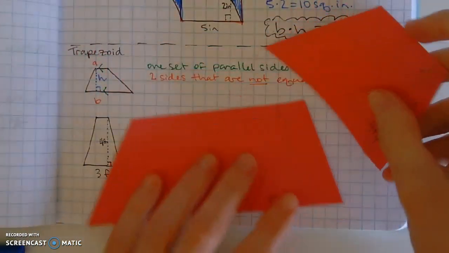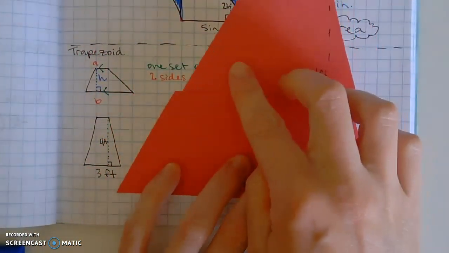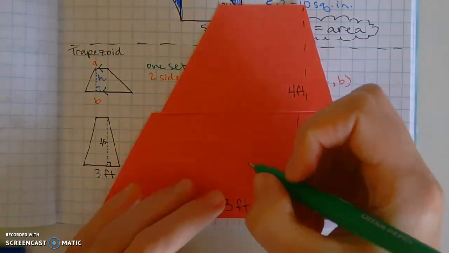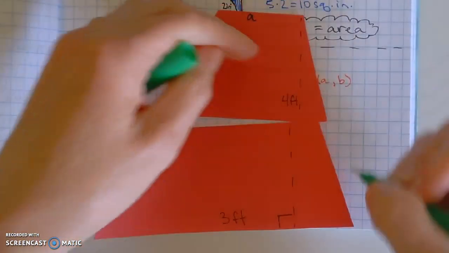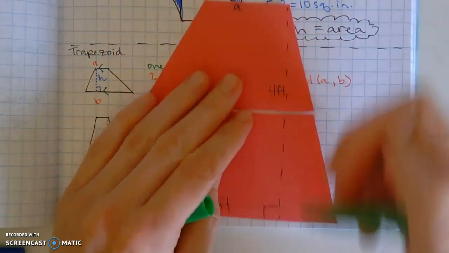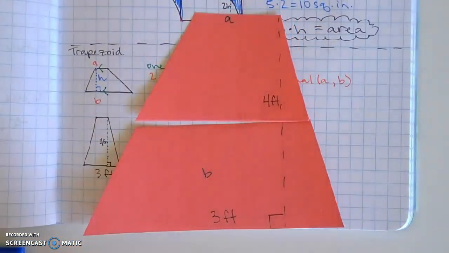And what I'm going to do is, I can either go one place. And you know what I'm going to do before I even do this? I'm going to label my sides. So I'm going to have A, and I'm going to have B, and then I know that's my height, okay? So here's what I'm going to do.